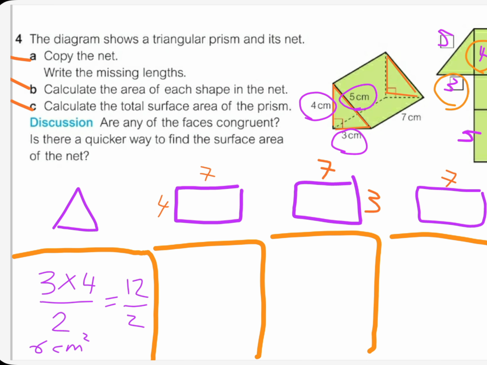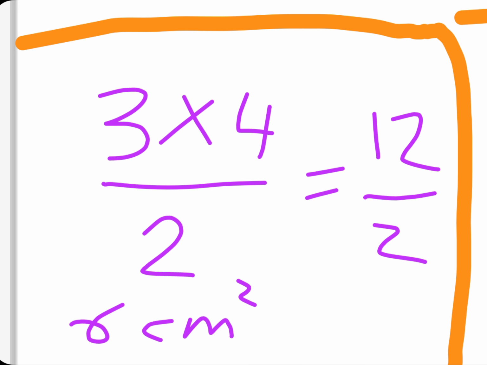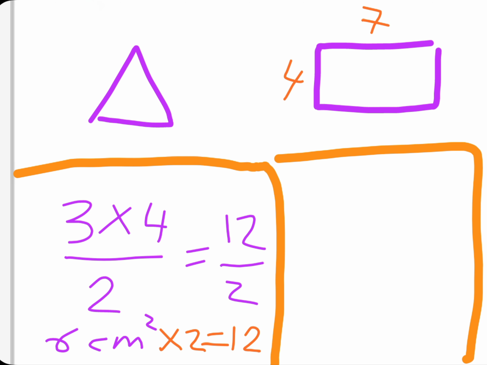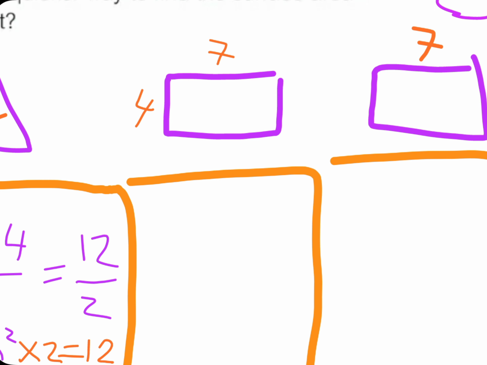Now, as we said, we have two triangles, so 6 times 2 equals 12. We answered the area of the two triangles. So one of them is 6, and each triangle is 6. So we're going to draw two triangles, and each one is 6. So when we add them together, we will get the surface area of the prism.